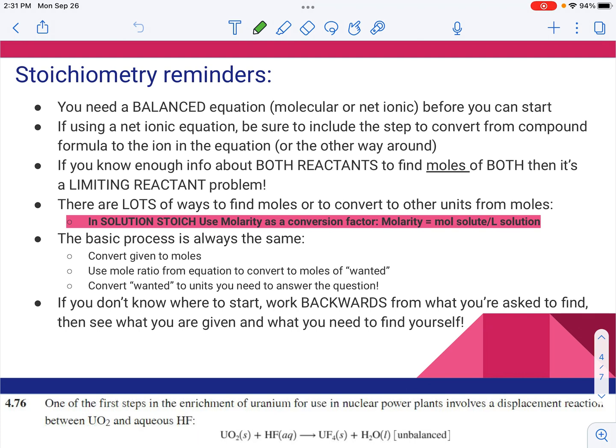And remember that we might have limiting reactants, and the way that you'll know that is that you're given amounts of both reactants. We're using a lot of solution stoichiometry. We use molarity all the time because the way that you get from volume of a solution to moles of the solute is molarity as your conversion. So the volume of the solution will be in liters and the moles of solute will be what you're looking for, or back and forth. The process is pretty much always the same as it has been, and if you don't know what you're looking for, then you work backwards from what you asked to find so that you know what you need to solve for in your stoichiometry. So let's do a couple of examples.